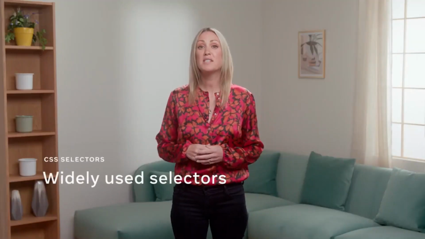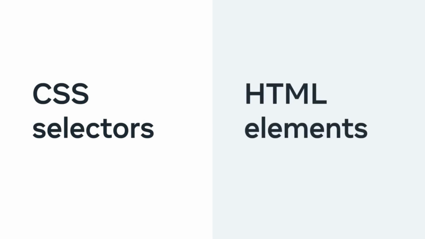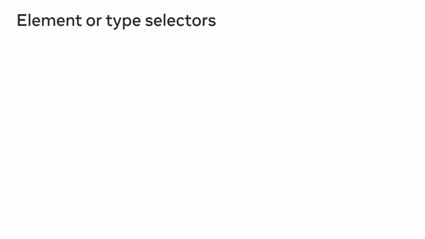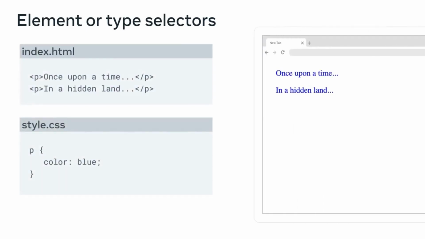Earlier, you learned about the different types of CSS selectors. Remember, CSS selectors correspond to specific elements or element groups in an HTML document. In this video, you will learn about additional commonly used CSS selectors. But before you explore them, let's briefly revise the ones you've already covered. You learned about element or type selectors. The element selector allows developers to select HTML elements based on their element type.